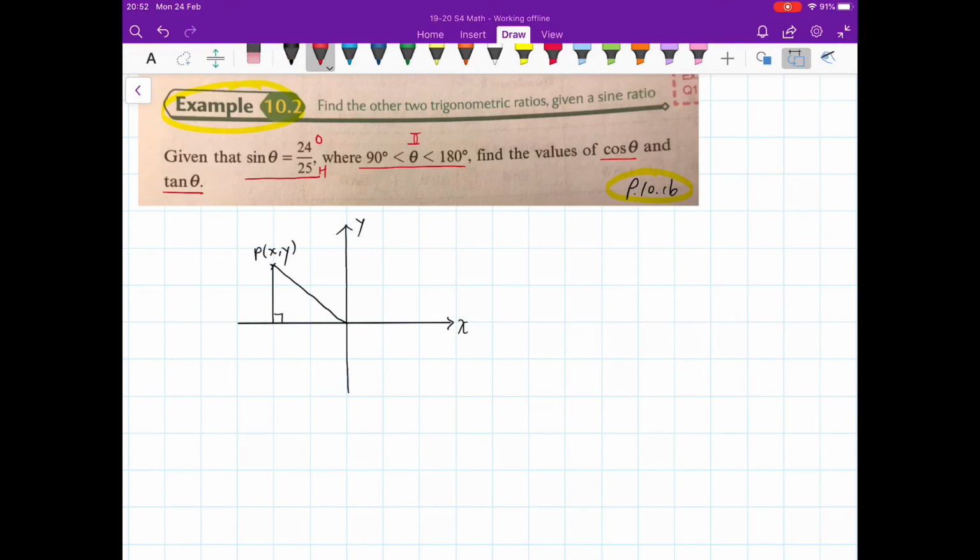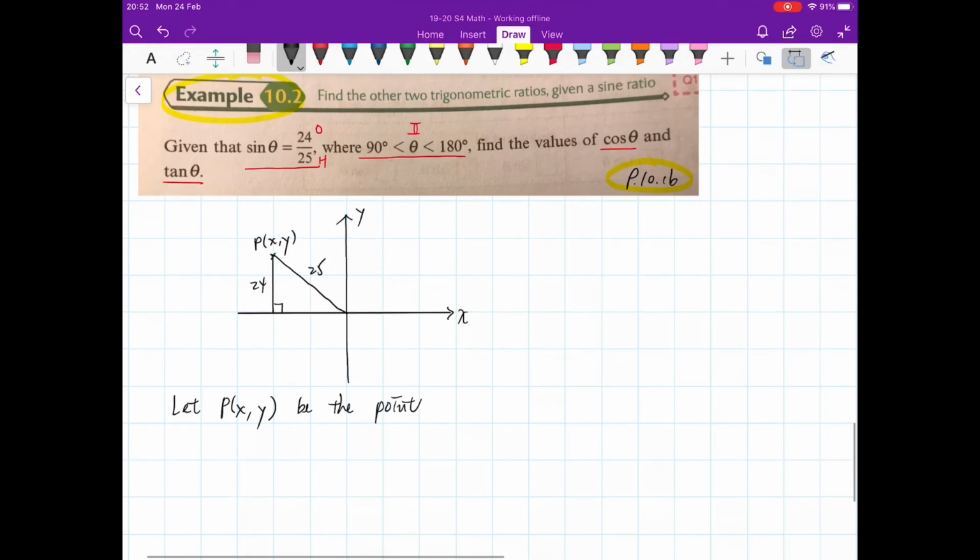So we know that sine theta is equal to 24 over 25. So H is equal to 25. And for the 24, it is the opposite side. So then we let P(x, y) be the point. So next we have to find all the values in this triangle, and as you can see, the x is an unknown.